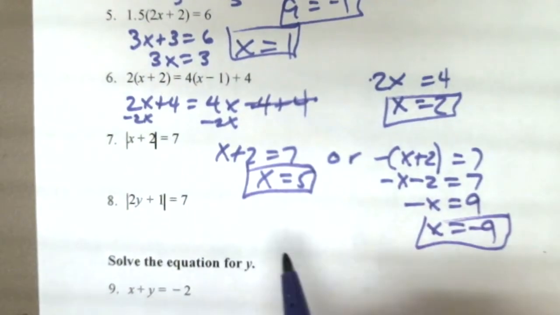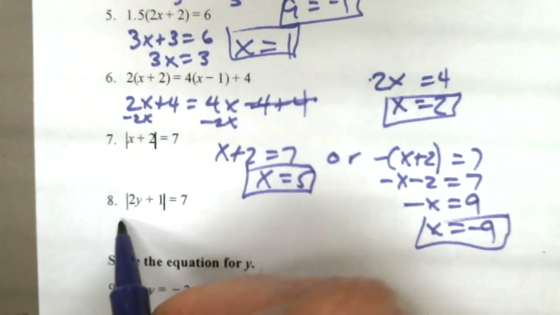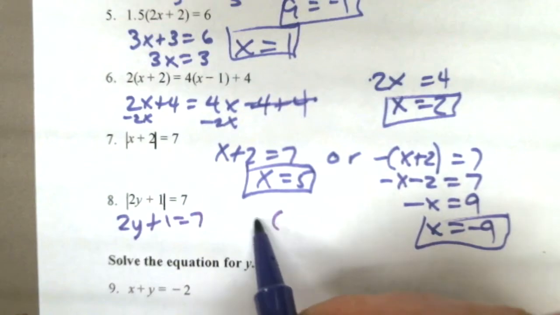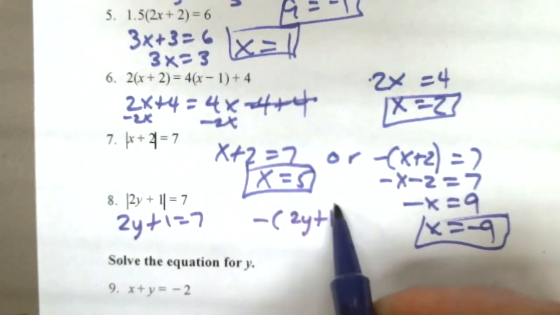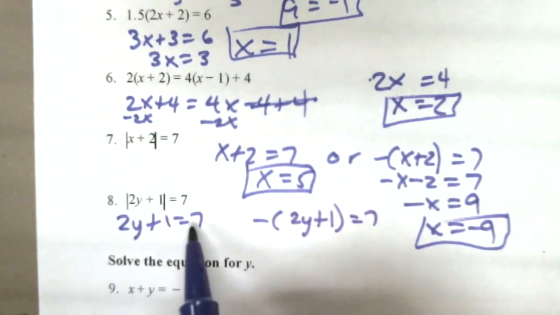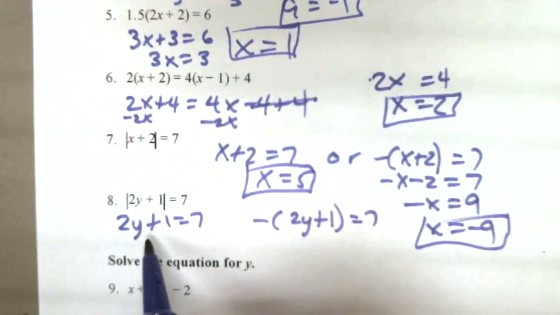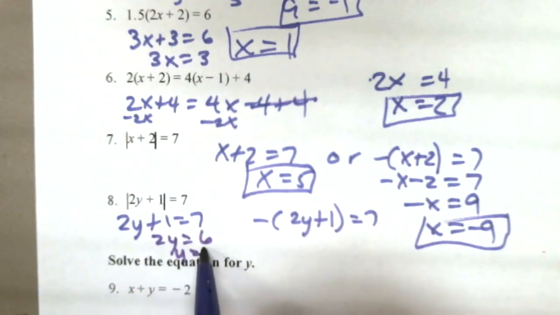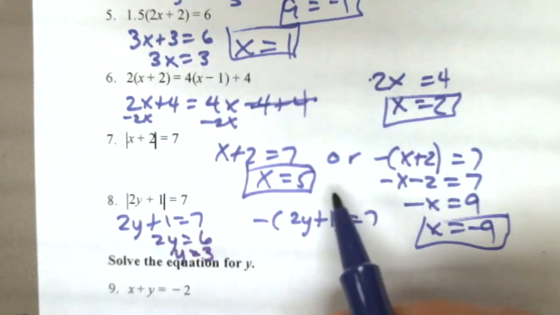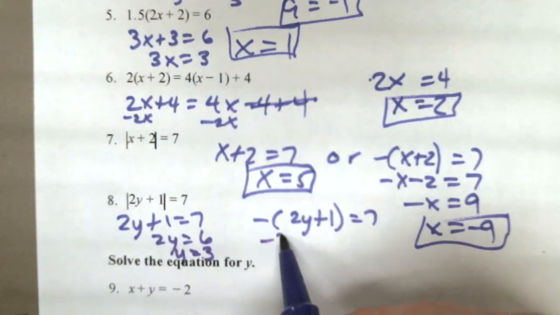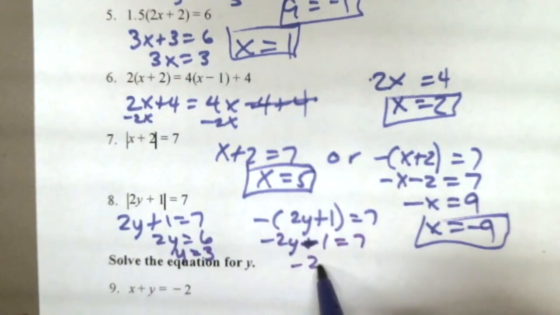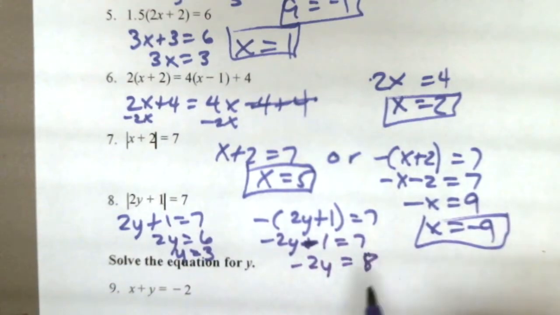For question number 8, we need to do the same thing, so I'm going to split it into the 2, and negative 2x plus 1 equals 7. Simplifying over here, subtracting 1 from both sides, I get 2x equals 6, x equals 3. On this one, if I distribute, I get negative 2y minus 1 equals 7, negative 2y equals 8, so y equals negative 4.